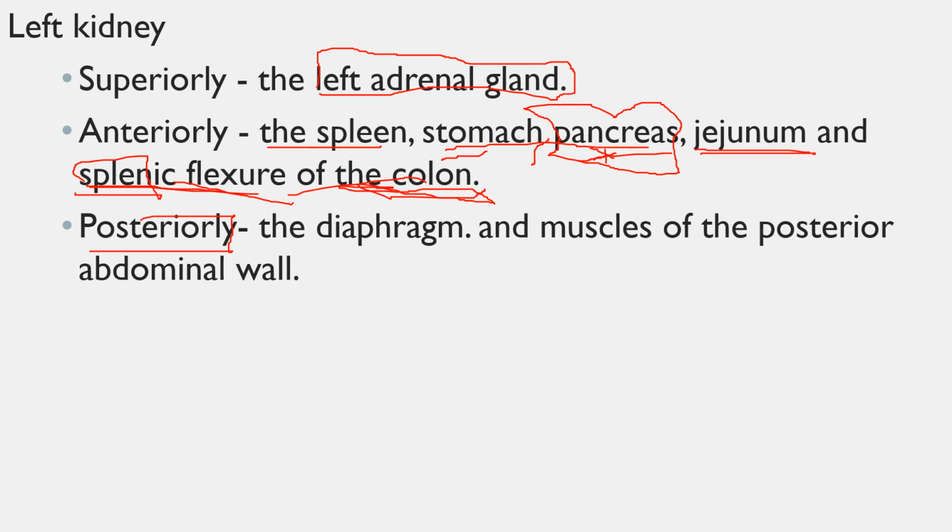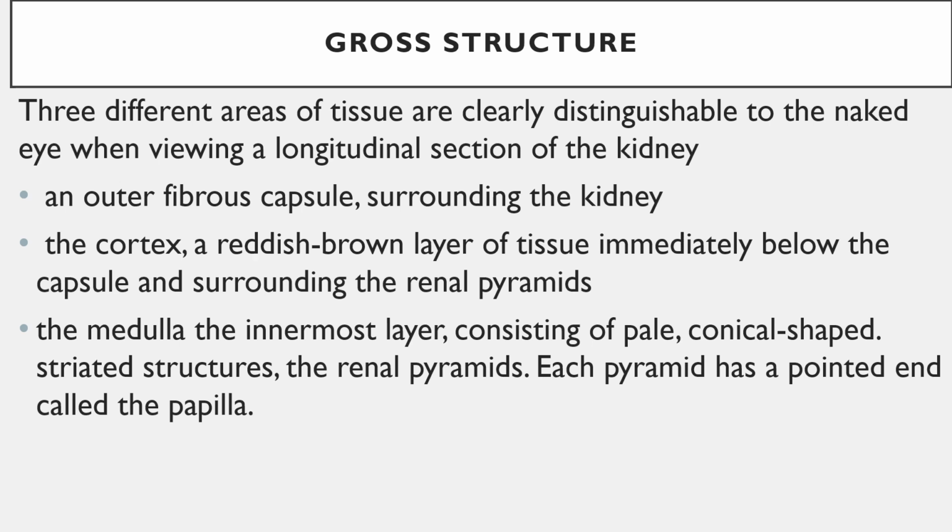Posteriorly, which means at the back of the left kidney, you'll find the diaphragm and the muscles of the posterior abdominal wall. If you read the posterior part, you will see that it is exactly the same as the superior part of the right kidney. At the back, you'll find a diaphragm, and there are muscles of the posterior abdominal wall. Remember that I said these muscles help a lot in making sure that the organs are attached.